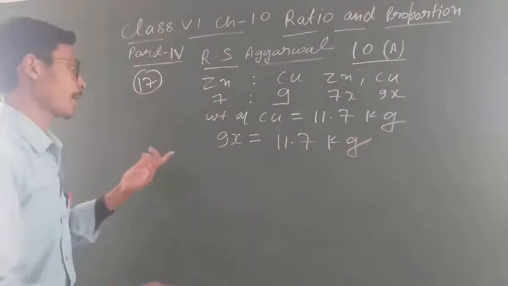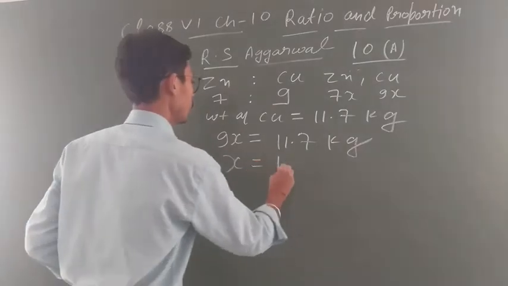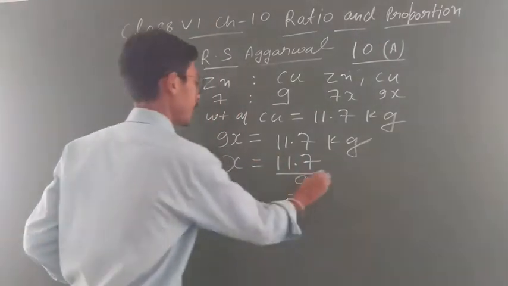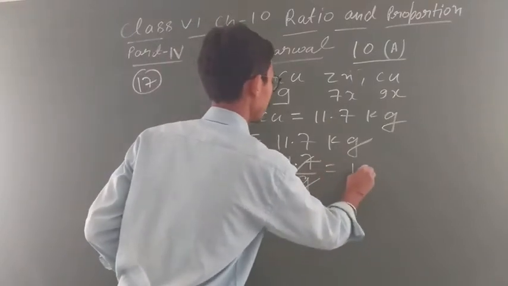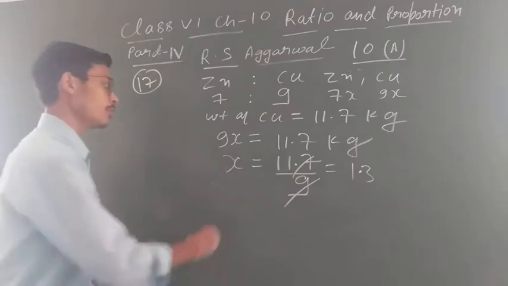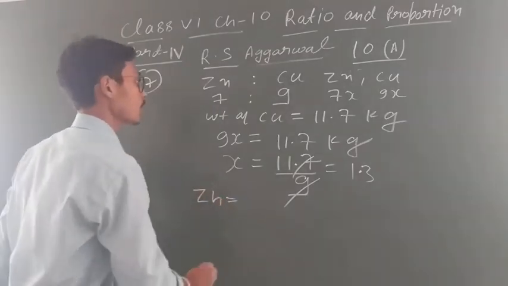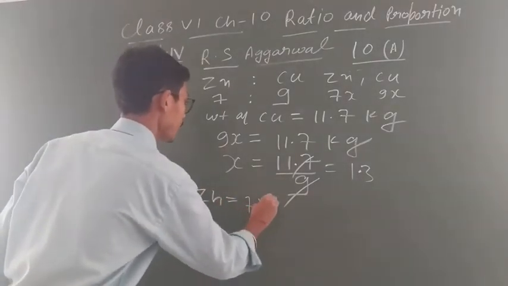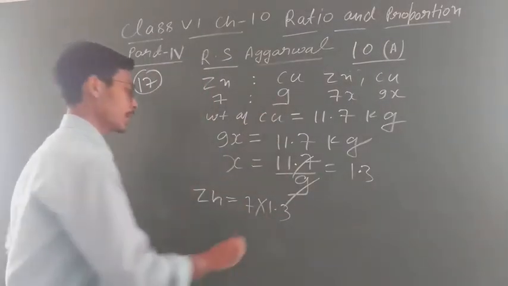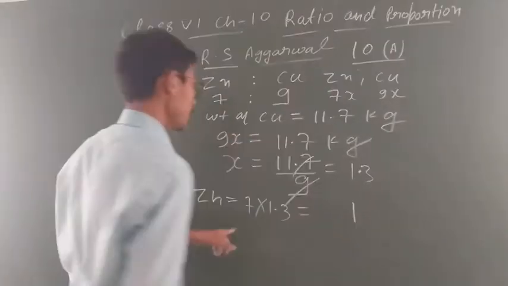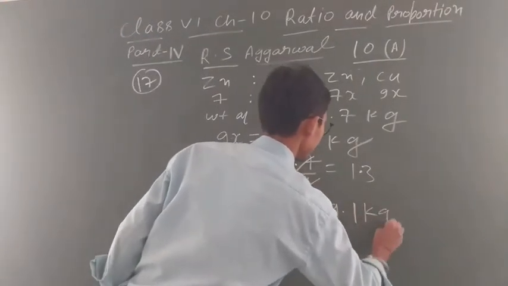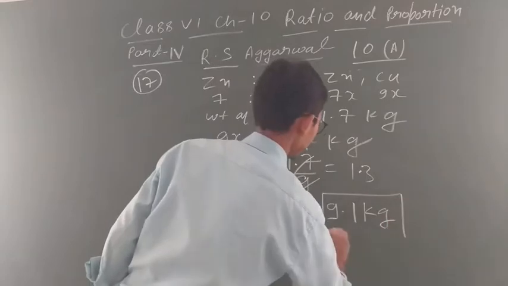Clear everyone? So it will come x equal to 11.7 upon 9. Okay? So 9 into 9, 9 3 27. That is, this is the value of x. Now you have to find the value of zinc student. So zinc is equal to 7 multiplied by 1.3 because this is the value of x and 7x. So this will come 7 3 21 and 7 1 7 plus 1 to 9. That is, the weight of zinc is 9.1 kg.